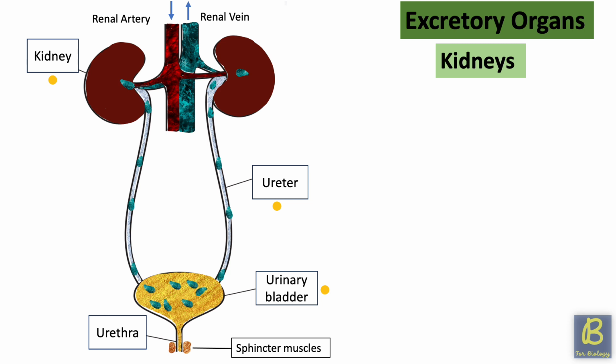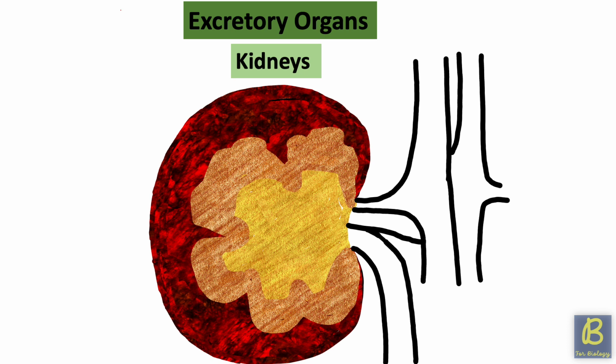Urine gets stored in the bladder until the bladder is full. Urethra is the tube through which urine passes out of the body. Opening of the urethra is controlled by sphincter muscles. Let's look at the structure of a kidney. Each kidney has an outer area called cortex and an inner part called medulla.